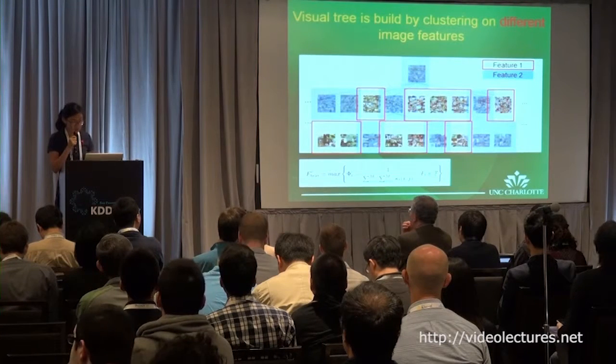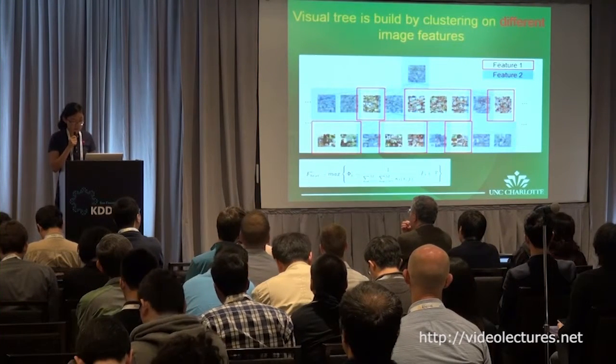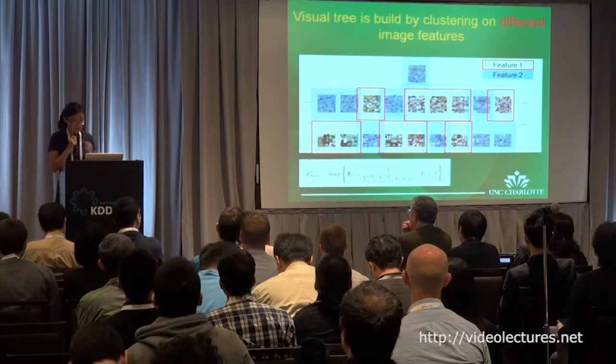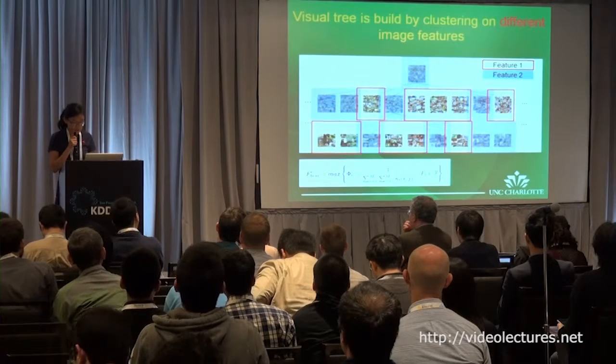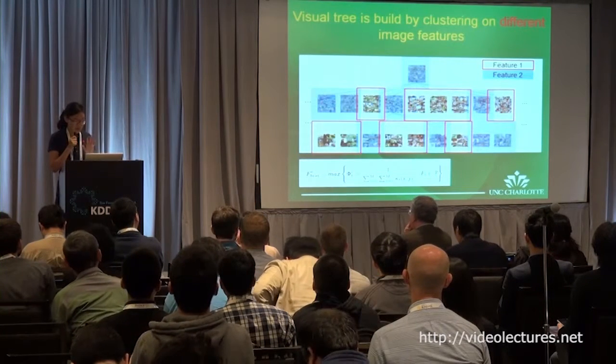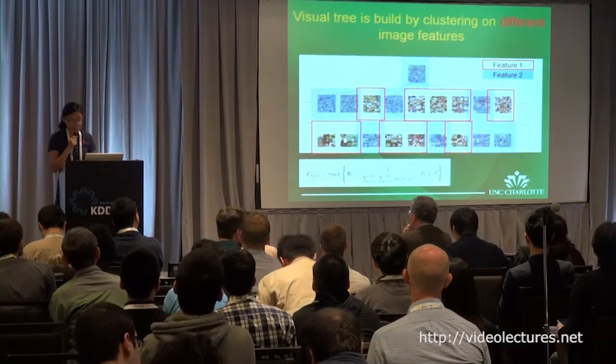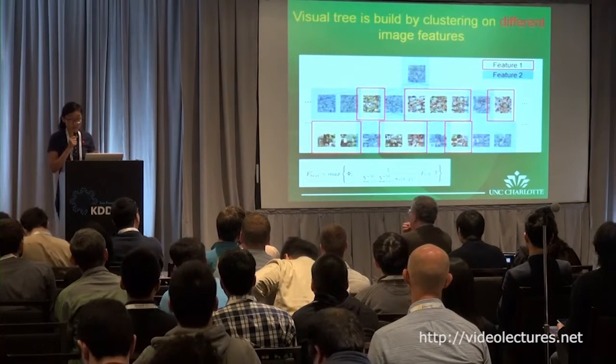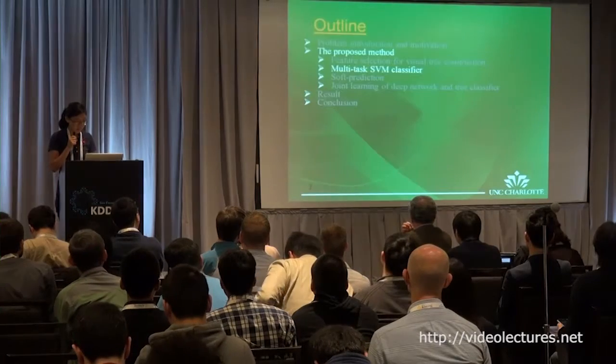And for each node, the feature is selected by the following formula. The formula means that if the feature set has less intra-class distance, then this feature will be selected for a particular node.